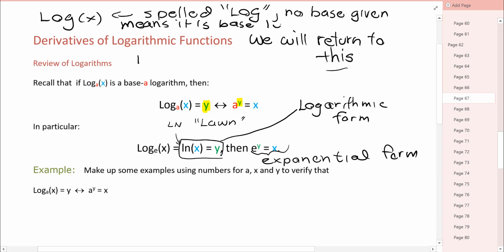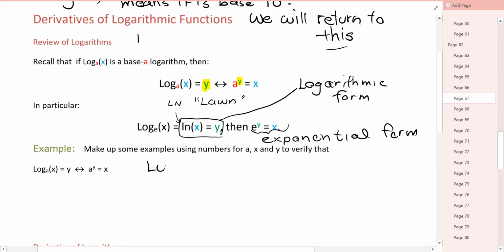Does that ring a bell? That if it's just spelled log x with no base given, then it means it's base 10? Okay, so let's say log base 10 of 100 equals, well, what is it? What's the log base 10 of 100? Do it on your calculator, if you've got a natural logarithm or a log base 10.